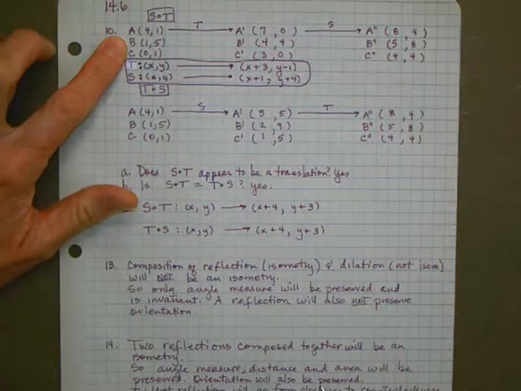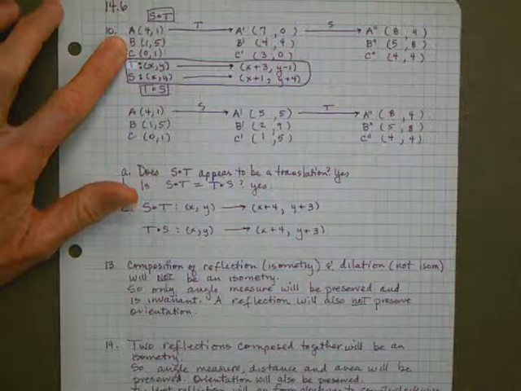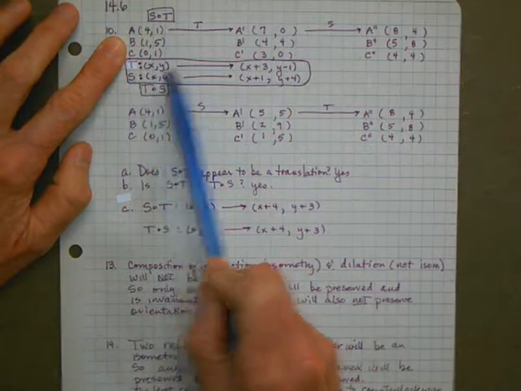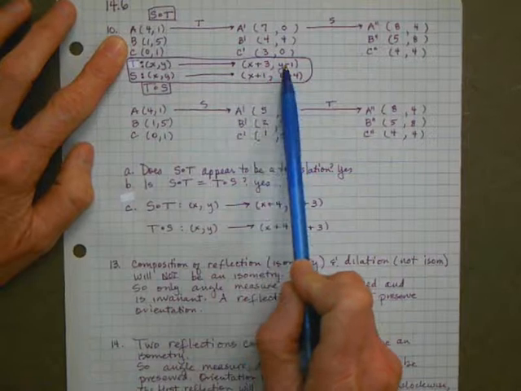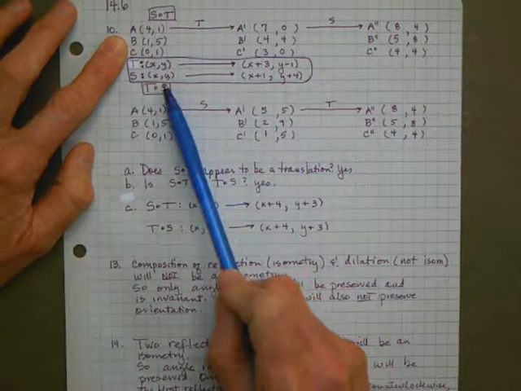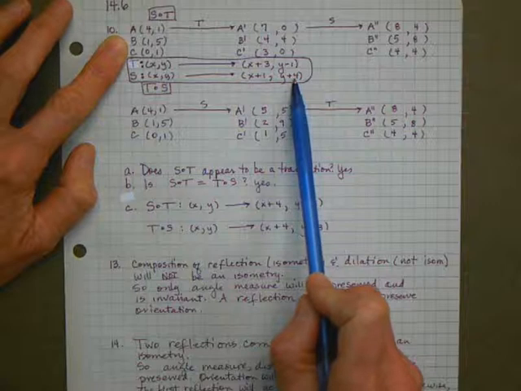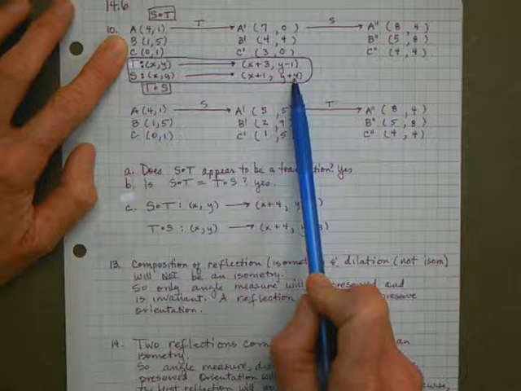Here they are. And you're given 2 translations. Translation T maps x, y to x plus 3, y minus 1. And translation S maps x, y to x plus 1, y plus 4. So those are translations. And what you need to do is draw the triangle ABC. Well, I left that to your imaginations.